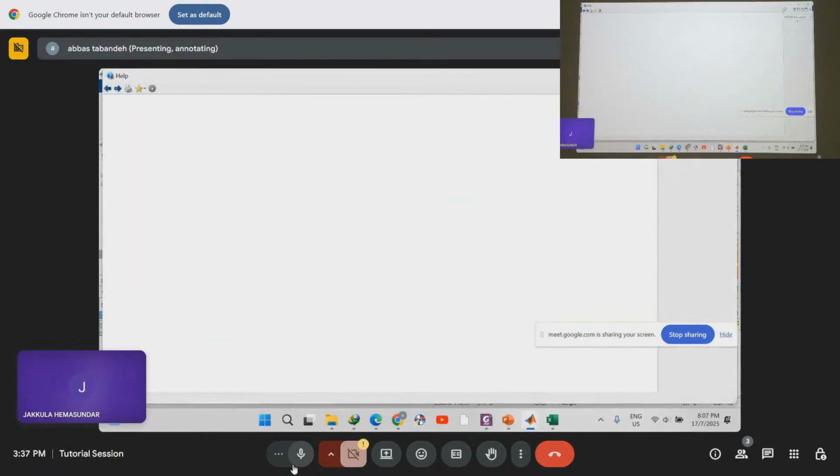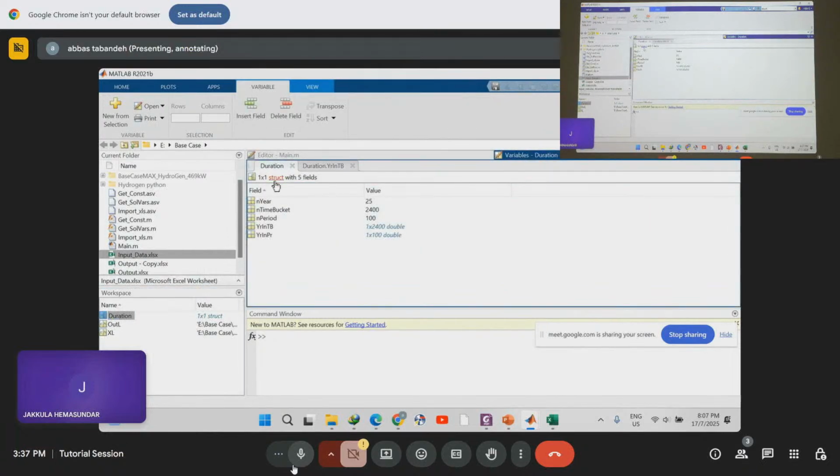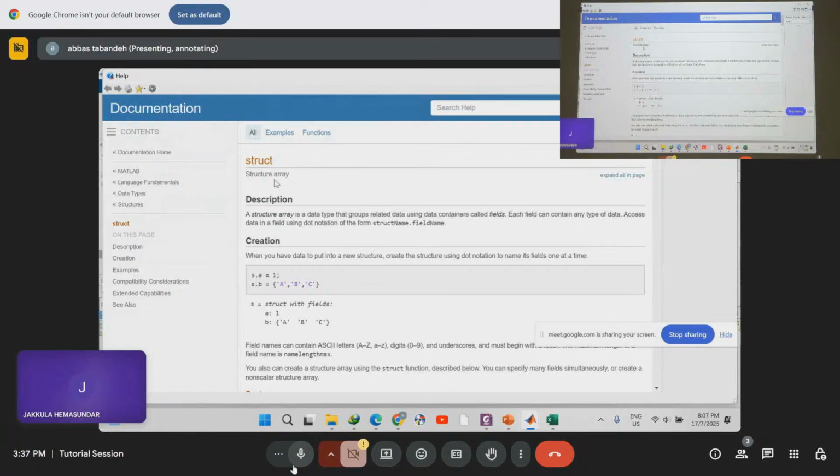Also, when you double click, you can click on structure. It directs you to the instructions for extraction. This is an example: we have defined two different parameters, A and B, for S.